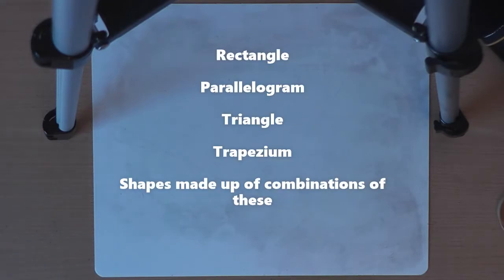We need to be able to find the area of a rectangle, the area of a parallelogram, the area of a triangle, the area of a trapezium, and the area of weird shapes made up of combinations of those. They are not all found in exactly the same way, but we are going to start with the rectangle because we've kind of already seen how we do that.